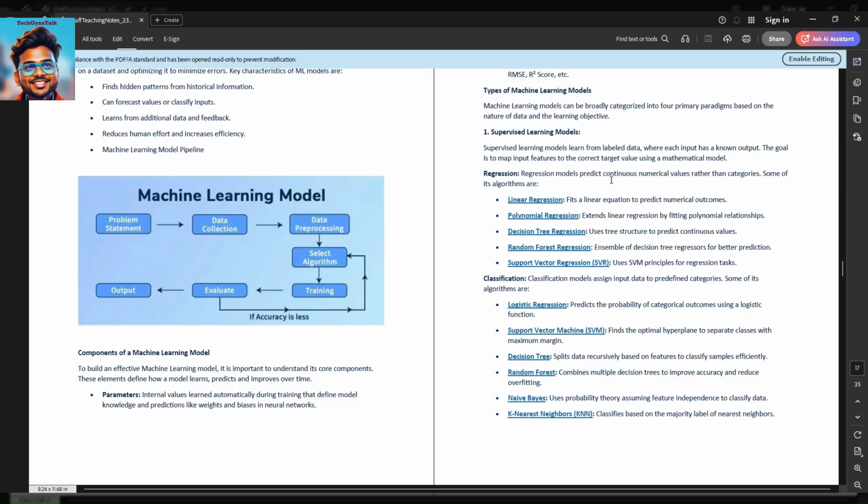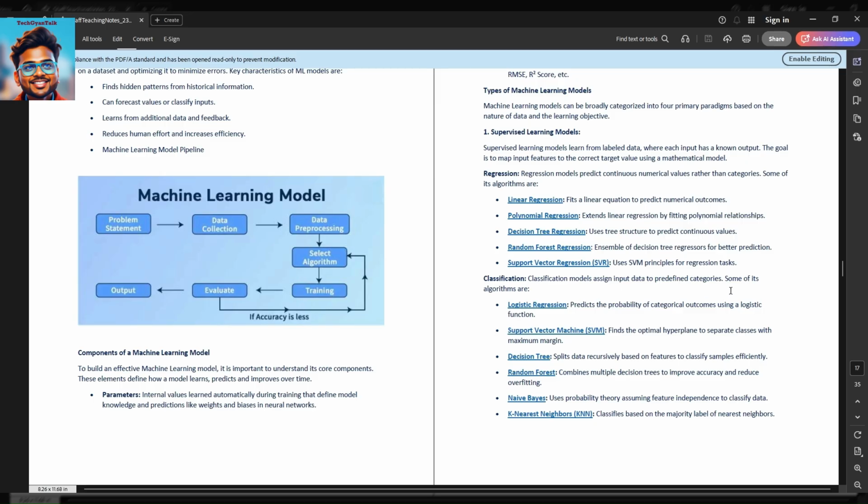Regression models predict continuous numerical values rather than categories. Some of its algorithms: linear regression fits a linear equation to predict numerical outputs, and polynomial regression extends linear regression by fitting polynomial relationships. Decision tree regression uses a tree structure to predict continuous values, random forest regression is an ensemble of decision tree regressors for better prediction, and support vector regression, SVR, uses SVM principles for regression tasks.